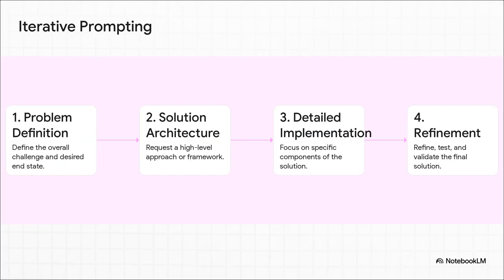Now, for the really complex stuff, don't try to solve it all in one giant prompt. That's a recipe for disaster. The guide suggests thinking about it as a conversation, what they call iterative prompting. So first, you define the problem. Then you ask the AI for a high-level solution. After that, you dig into the nitty-gritty details. And finally, you refine and validate the answer. It just breaks a huge task down into manageable steps.